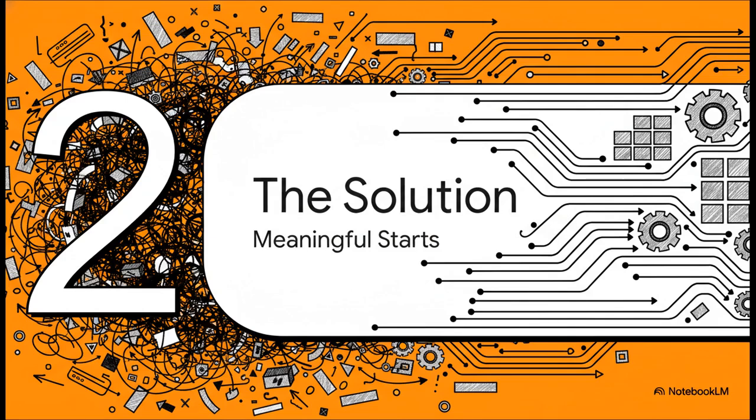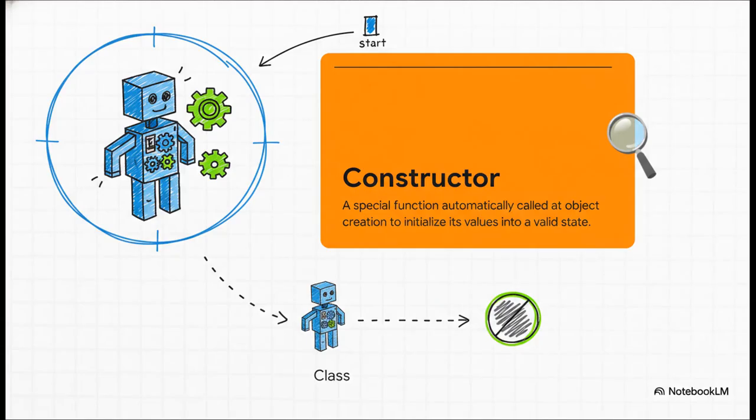Luckily, C++ gives us a very special type of function that's designed specifically to bring order to this chaos and give our objects a meaningful, valid start in life. And that solution is the constructor. The most important thing to remember here is that a constructor guarantees every single object starts its life in a predictable, useful way. You can always spot one because it has the exact same name as the class. And here's the unique part. It has no return type. Its only job is to get things set up correctly from the get-go.